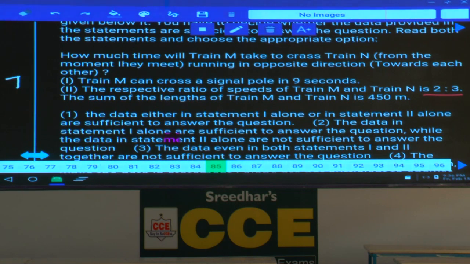Getting my point? Sure? Right. So 1 alone is not sufficient, 2 alone is not sufficient. 1 and 2 together? Not sufficient.